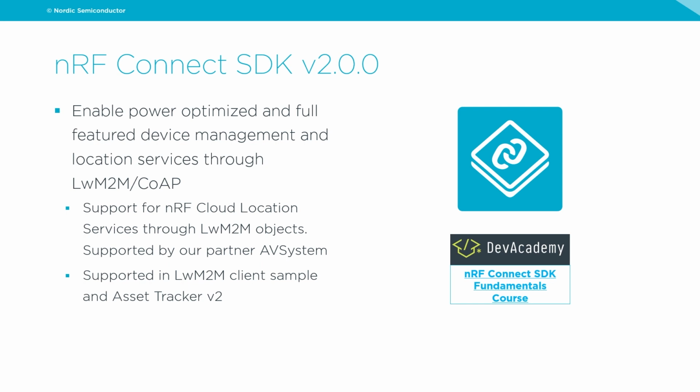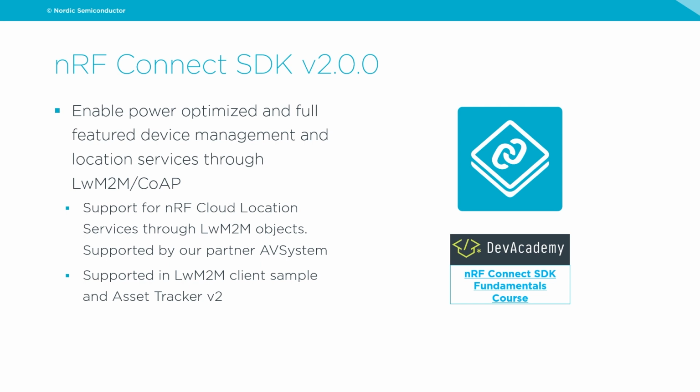What we also have is we enable power optimized and full featured device management and location services through Lightweight Machine-to-Machine and CoAP. I talked a bit about this before, but here are some more details. We have support for nRF Cloud location services through Lightweight Machine-to-Machine objects, and that is supported by AVSystem. Right now we have support for single cell, multi-cell, and GPS. This is supported in the Lightweight Machine-to-Machine client sample, and there's also experimental support in the Asset Tracker v2.